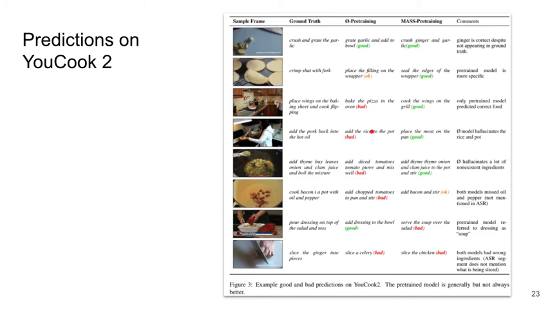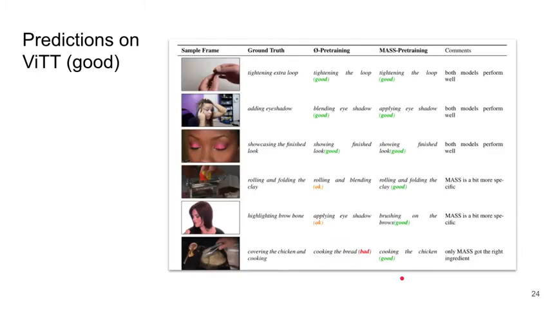So on UCOOK2, we can see that there's a trend in general. Here we have the ground truth. Here we have the results with no pre-training, and those are the results with the text-only mass pre-training. You can see that there are a lot more decent predictions when we do the pre-training than without the pre-training. Those are the results on VIT.